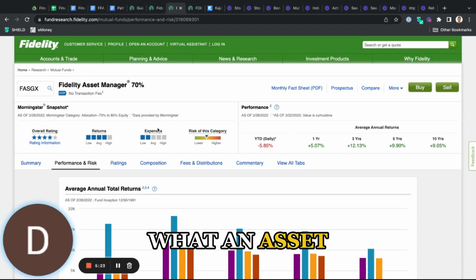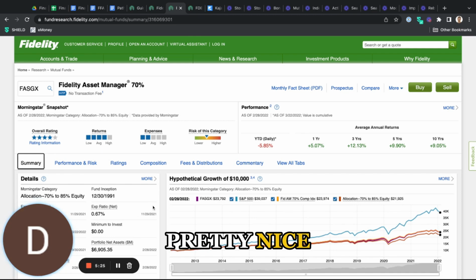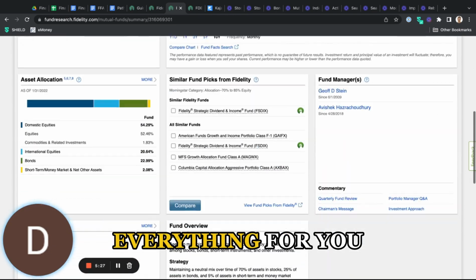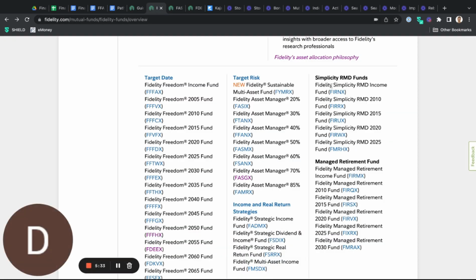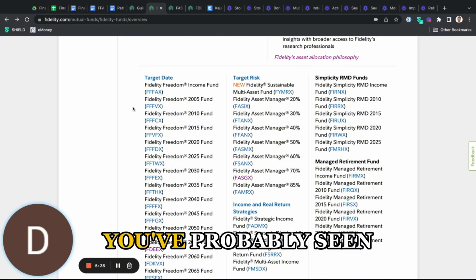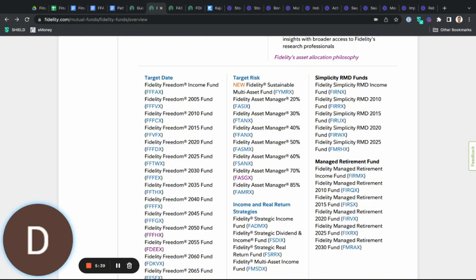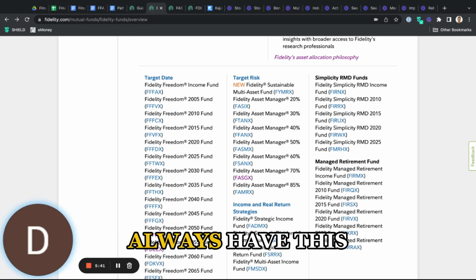Okay, so that's what an asset allocation fund does. Pretty nice. You pay one fee, it rebalances everything for you. Now, the next type of fund is actually a target date fund. This is something you've probably seen within your 401k, for example, right? They almost always have this option.